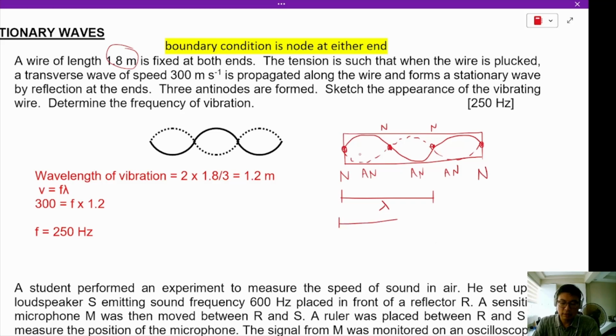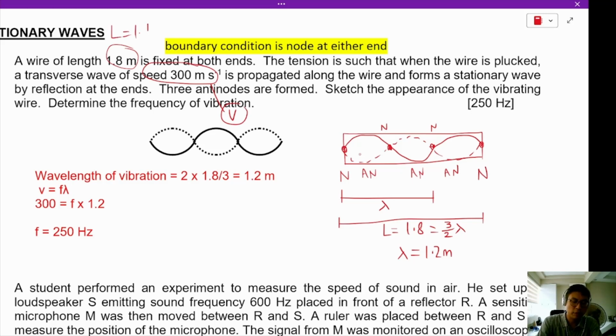Now, we can see that the length of 1.8 meters is 1.5 wavelengths. So the wavelength will actually be 0.6 meters. What am I saying? The wavelength is actually 1.2 meters. Alright, so the transverse wave speed is 300 meters per second, so this is V. And L is 1.8.